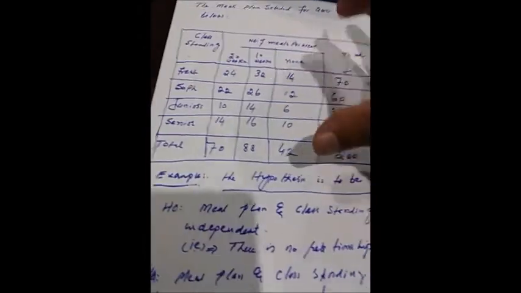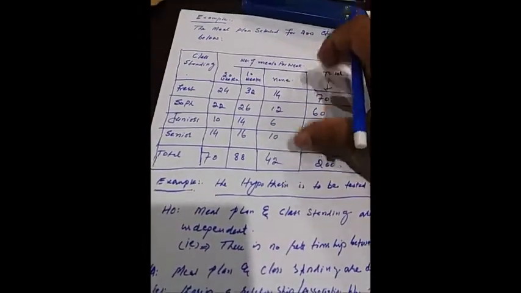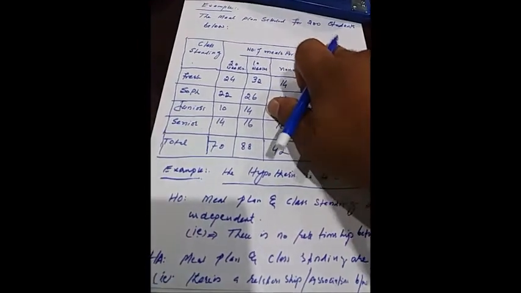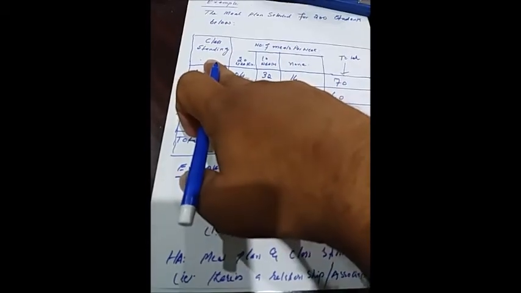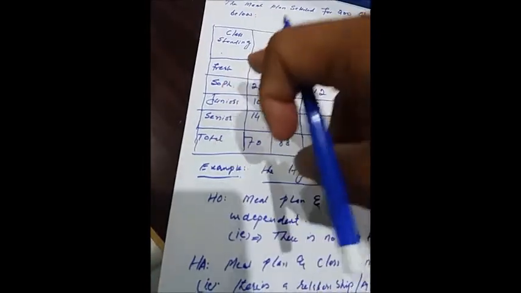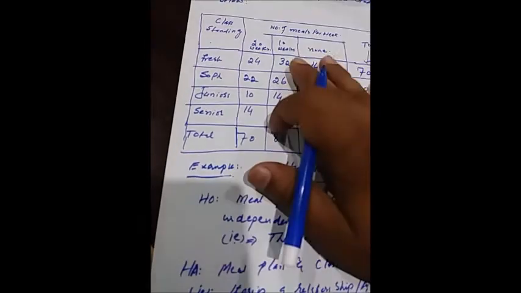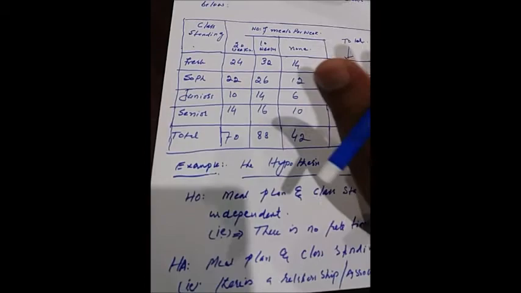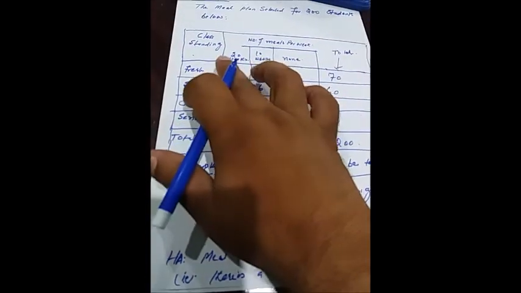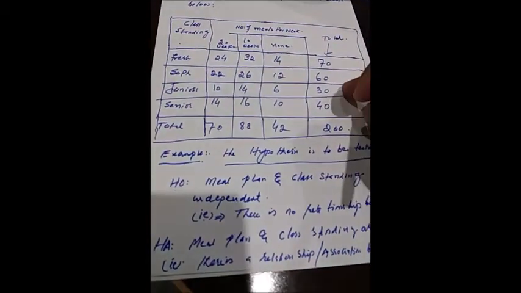Okay, so this is data obtained from 200 students regarding the meal plan served to the students and class standing. The students standing in the class, for example, are the fresh students, sophomore students, junior students and senior students, and how meals are served to the students per week. So these are the two categorical variables: meal plan and students' class standing.